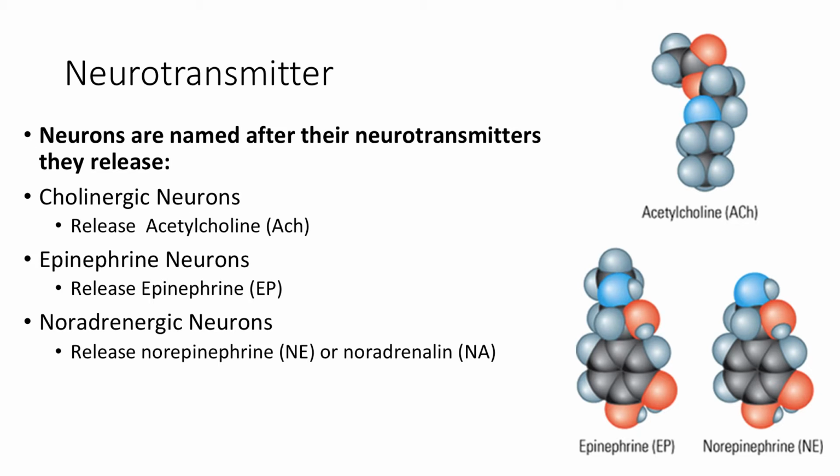Okay, so there are different types of neurons and different types of neurotransmitters, and groups of neurons that release a certain type of chemical neurotransmitter are often named after that neurotransmitter. You have 3 examples right here. For example, a neuron that releases acetylcholine is called a cholinergic neuron. Neurons that release epinephrine are called epinephrine neurons. And neurons that release noradrenaline are called noradrenergic neurons. This is what they look like, but we're not going to go into further detail on these.